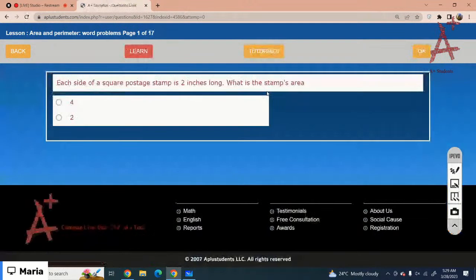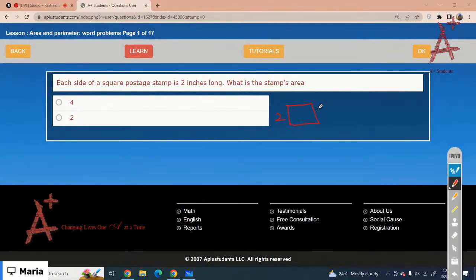Got it? Okay. Each side of a square postage stamp is 2 inches long. What is the stamp's area? So the shape is square. We all know a square has all four sides equal in length: 2, 2, 2, 2. So what is the area of the square? Area of the square is side times side. So it would be 2 times 2. Which is the correct option?